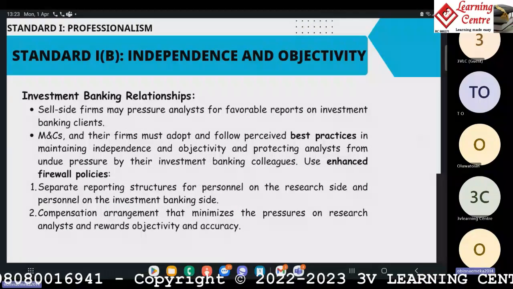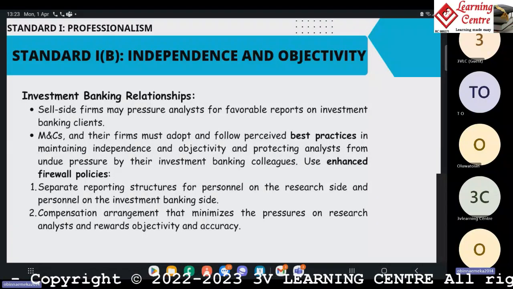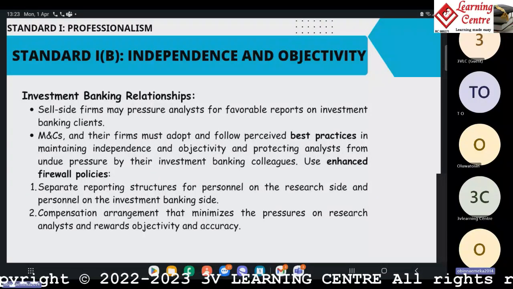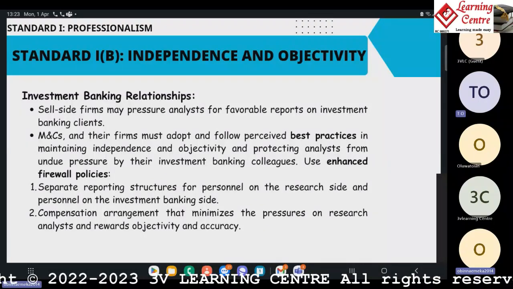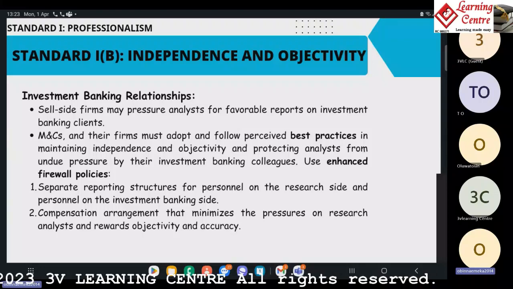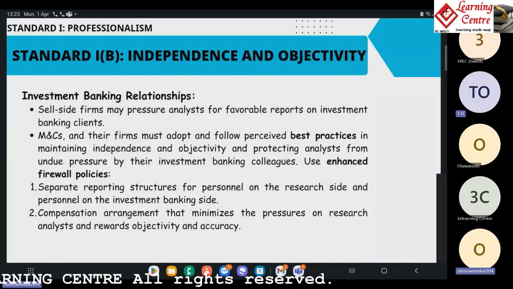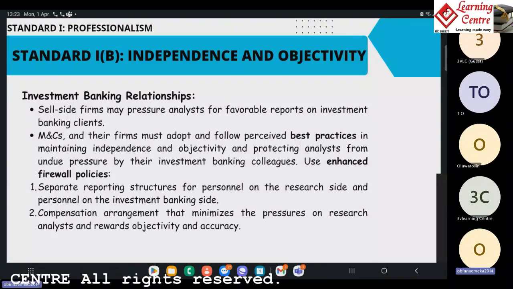Sometimes the organs in the sell side firm actually pressure the research analyst that works for them to issue favorable research reports on their investment banking clients. If they have clients they have investment banking relationships with, they might pressure their analysts to make sure they issue a favorable report for those clients so that they can still maintain their business relationships with them.